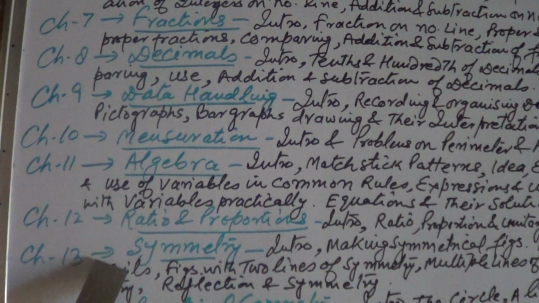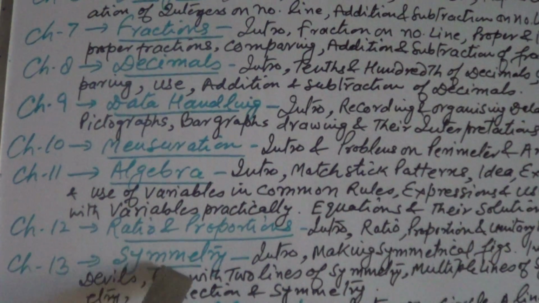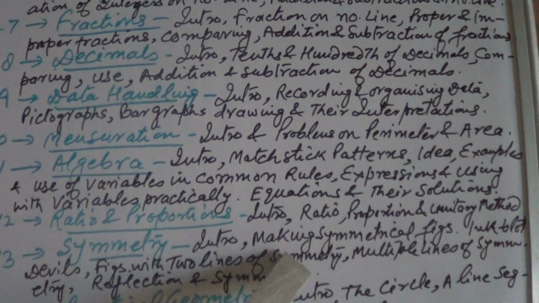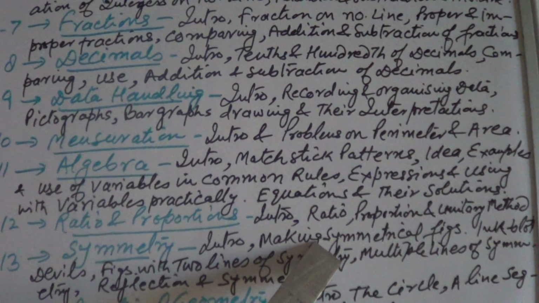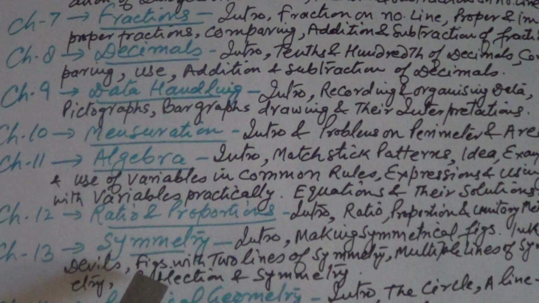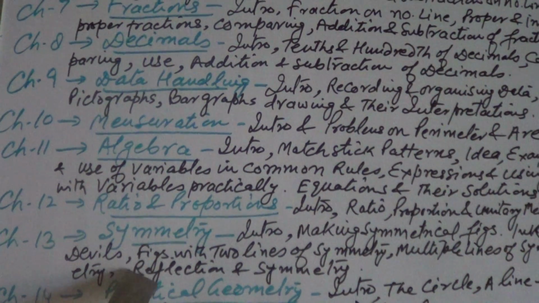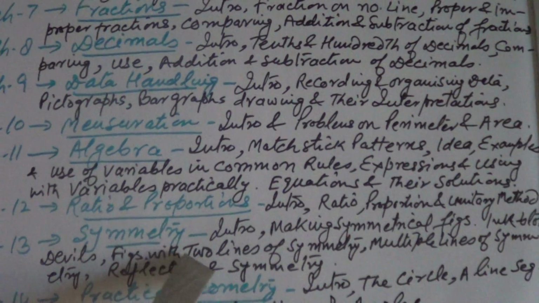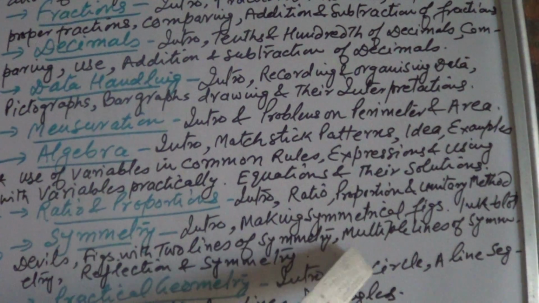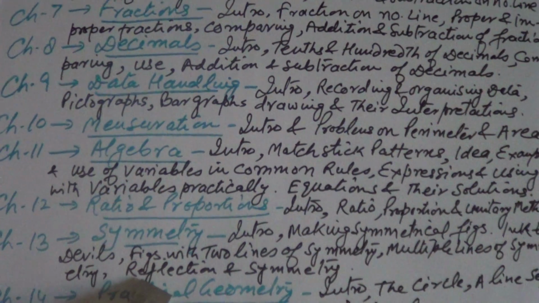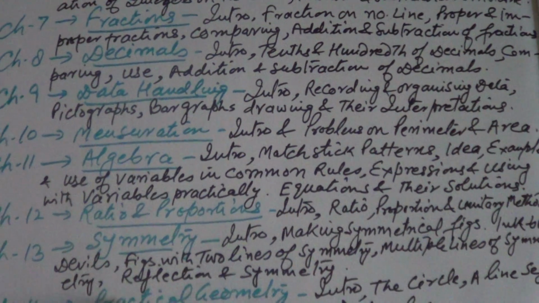Now comes chapter 13. It is symmetry. It also has its introduction, and making of symmetrical figures is also involved in this chapter. It also has figures with two lines of symmetry and multiple lines of symmetry. It also has reflection and symmetry.